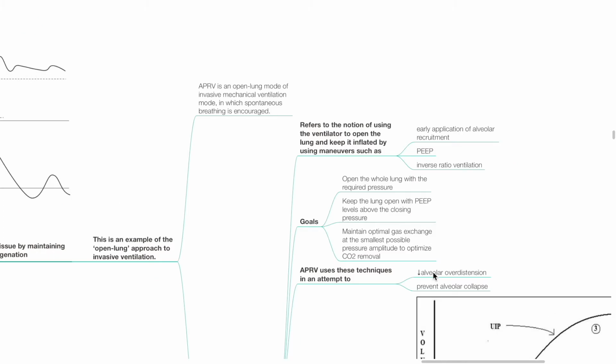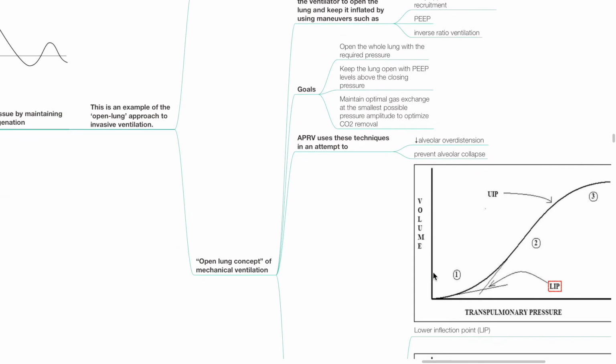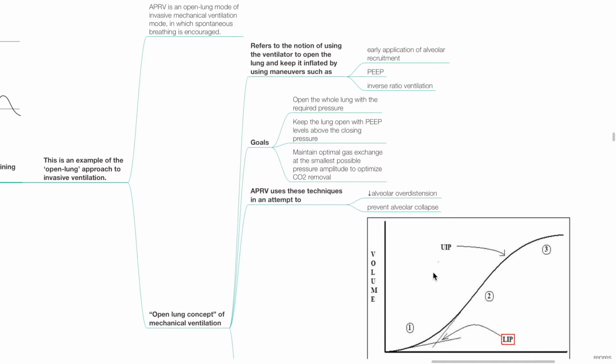APRV is an open lung mode of invasive mechanical ventilation in which spontaneous breathing is encouraged. The open lung concept of mechanical ventilation refers to the notion of using the ventilator to open the lung and keep it inflated by using maneuvers such as early application of alveolar recruitment, PEEP, and inverse ratio ventilation.